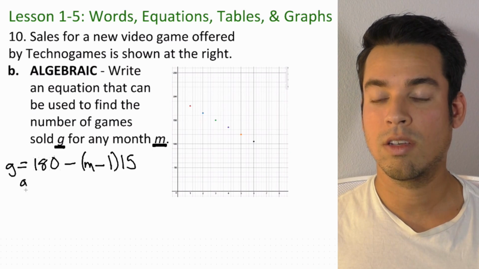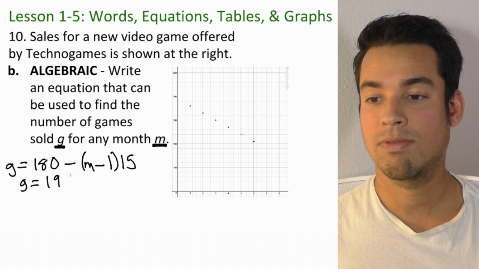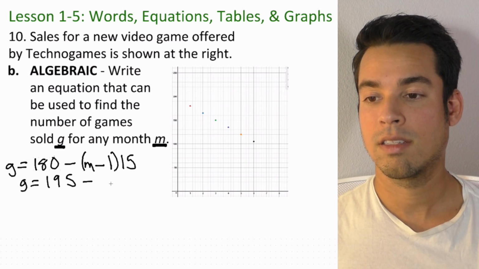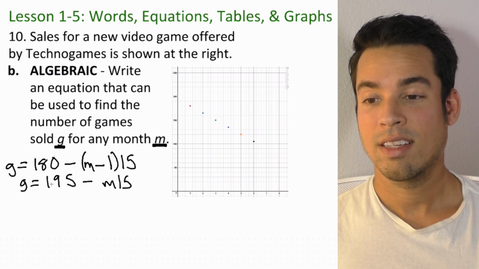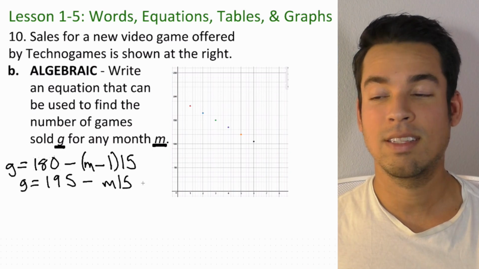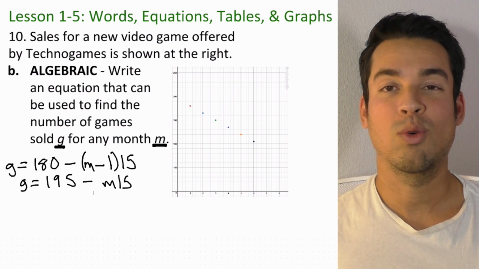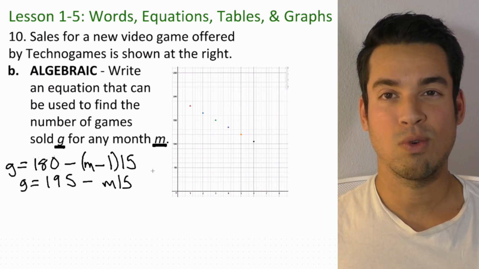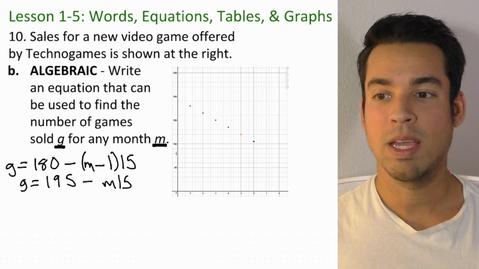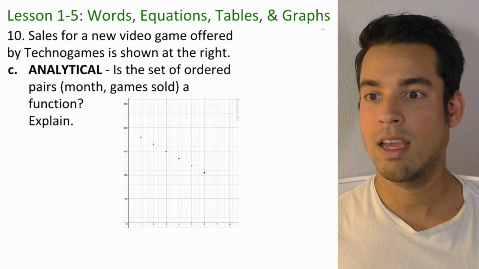Or you can do it the other way that I was about to do it. It might make more sense. It's 195 minus M times 15. If you like that better, go with it, because then when M equals 1, we get 195 minus 15, that gives us our 180 for G. When M equals 2, that gives us our 165, and so on and so forth. But this is how you make an equation to do exactly what the question is asking. Now let's end with part C.